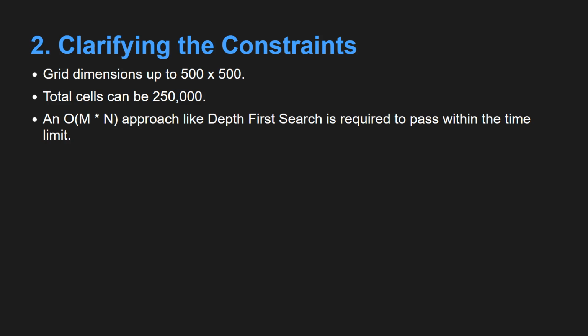Let's clarify the constraints. The grid size is up to 500 by 500, which means the total number of cells can be 250,000. This tells us we need a solution with O of m times n time complexity to run efficiently within the time limit. A depth-first search or breadth-first search approach is ideal here.